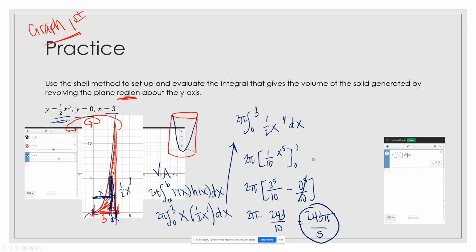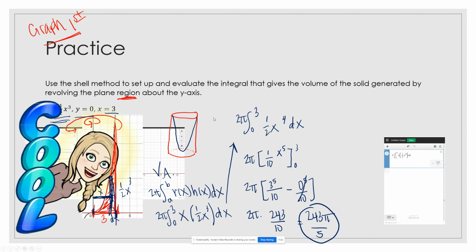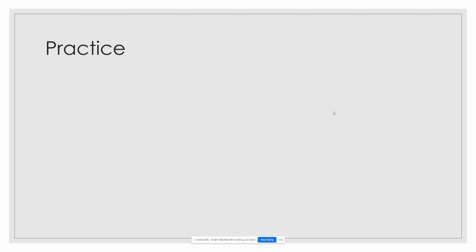So we just found the volume of this, and we did that volume without having to set up two separate integrals. And that's the beautiful thing about the shell method, is that these washers that we used to have to do two separate integrals for, we no longer have to. And that is pretty cool. So yeah, let's try another practice here.